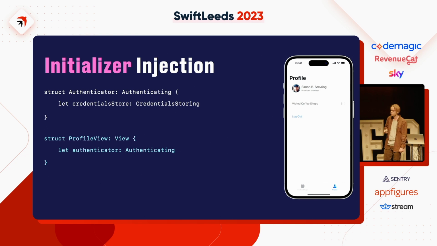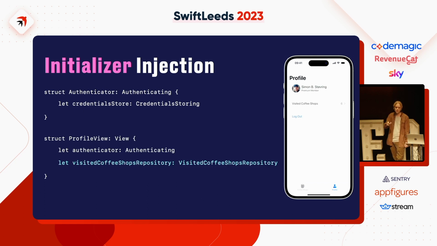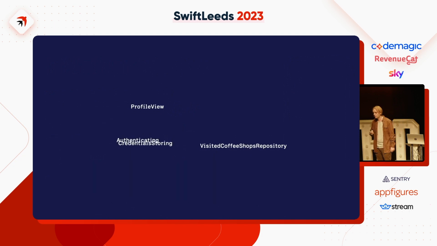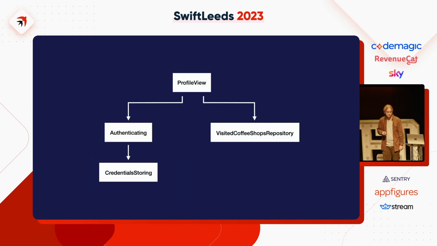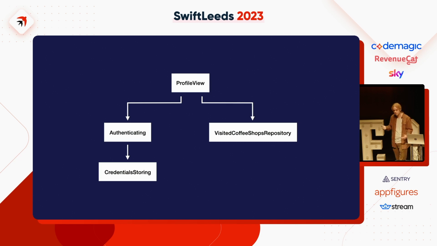Then we have our SwiftUI view called profile view. It depends on the authenticator. And our profile view might also depend on a repository that contains the coffee shops that we previously visited. Now it's starting to become clear that we're working with a graph here, an object graph, where profile view depends on something that conforms to authenticating, which in turn might depend on something that conforms to credential storing. And also our profile view has a dependency on the repository. But this is only part of our app.